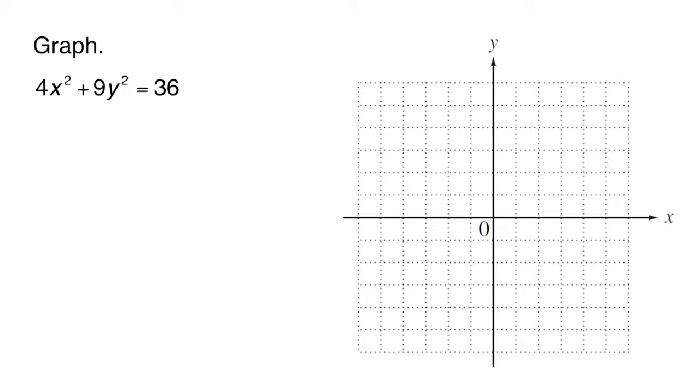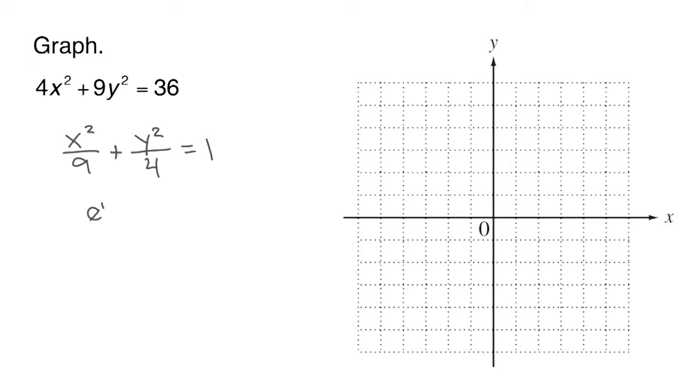Graph 4x squared plus 9y squared is equal to 36. To graph, we first want 1 on the right side of the equation. So we'll divide both sides of the equation by 36. When we do that, we get x squared over 9 plus y squared over 4 is equal to 1.